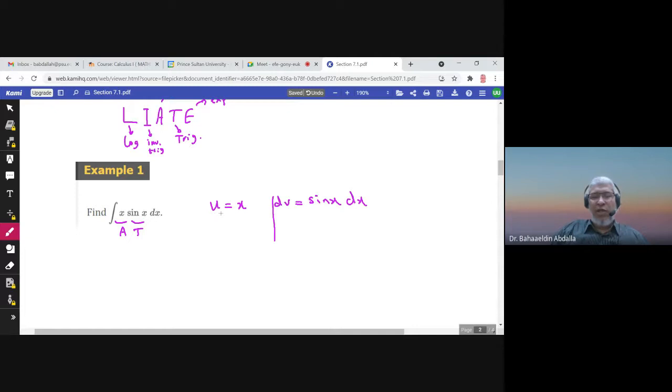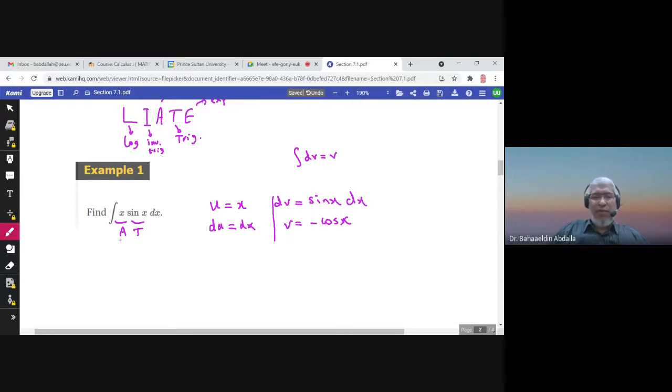The function that we take as u, we find its derivative. So du would be dx, because the derivative of x is 1 dx. And the function that we call dv, we find its integral. So what is the integral of dv? It is v, because the derivative of v is 1. And the integral of sine is negative cosine, because the derivative of cosine is negative sine.